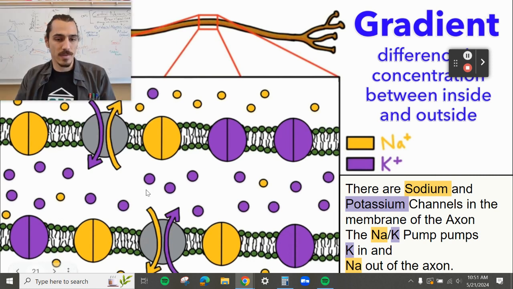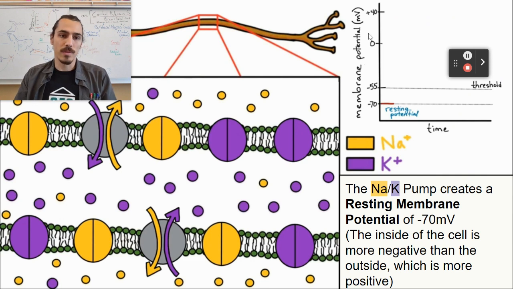So the inside of the cell is going to be negative with respect to the outside of the cell. And we measure that in millivolts, right? It is negative 70 millivolts, right? So it is 70 millivolts less positive than the outside. Okay, that is our resting membrane potential, and it is maintained by these sodium-potassium pumps. So that's our neuron at rest.